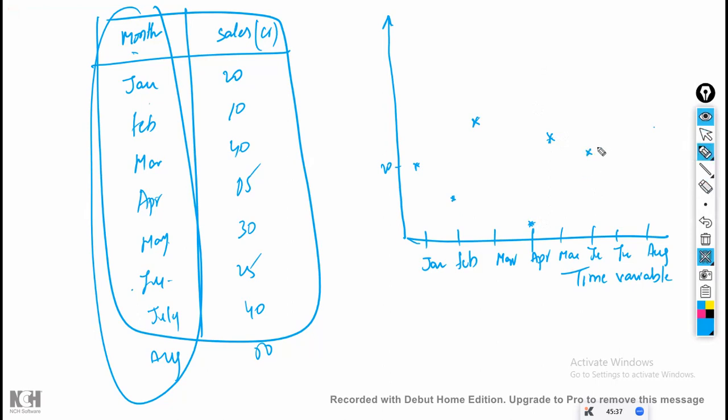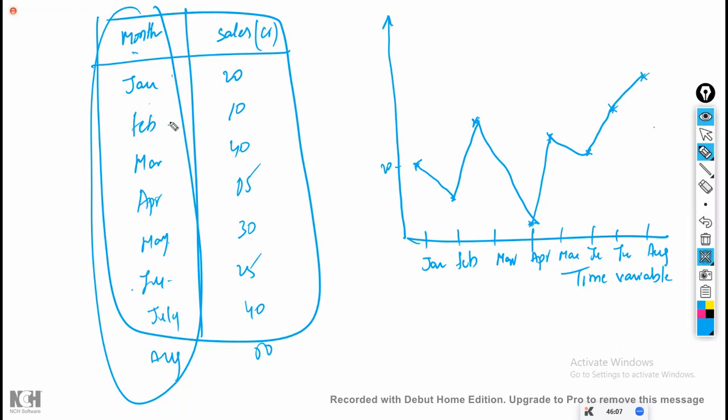June 25. Next July 40. August 50. Now just attach each of them in the sequential order. Every data point you have to attach in the sequential order. This is called a time series plot. Time series data you have to take, and attach all the data points in the sequential order, because this is sequential data.